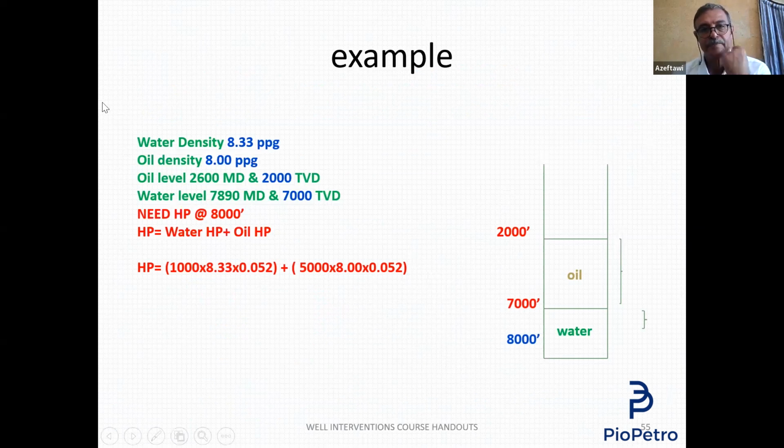Like here. This is the data we have in this example. We have the water density at the bottom, 8.33 ppg. We have the oil density, 8 ppg. Then we have the oil level, measured depth and TVD. We have the water level, measured depth and TVD. Now we need to calculate the hydrostatic head pressure at 8,000 feet.